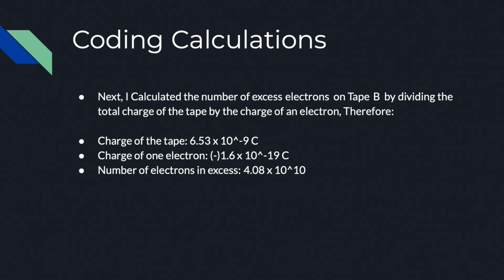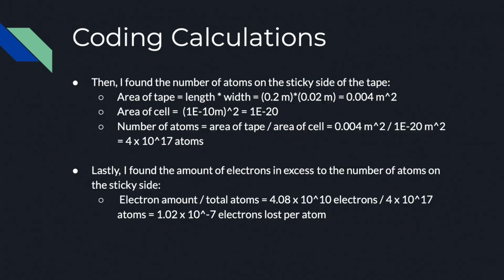Next, I calculated the number of excess electrons on tape B by dividing the total charge of the tape by the charge of one electron. Therefore, the number of electrons in excess was 4.08 times 10 to the 10 electrons. Then I found the number of atoms on the sticky side of the tape by doing the math below. This resulted in 4 times 10 to the 17 atoms. Lastly, I found the amount of electrons in excess to the total number of atoms on the sticky side by doing the math below. This resulted in 1.02 times 10 to the negative 7 electrons lost per atom.